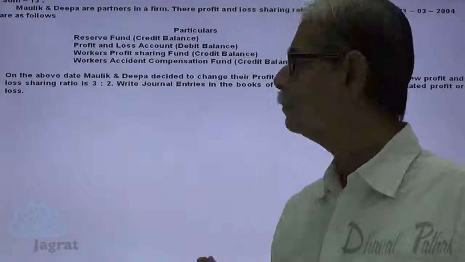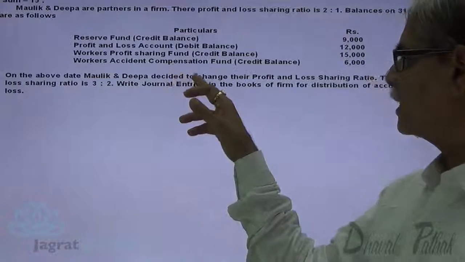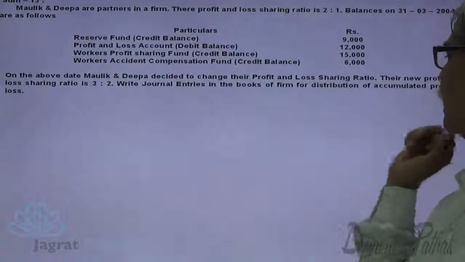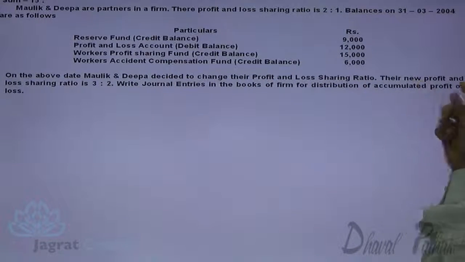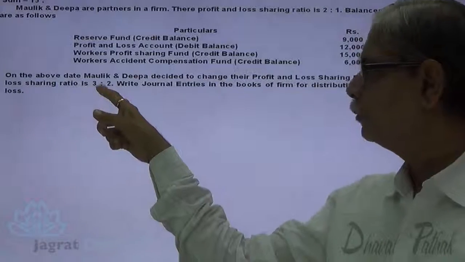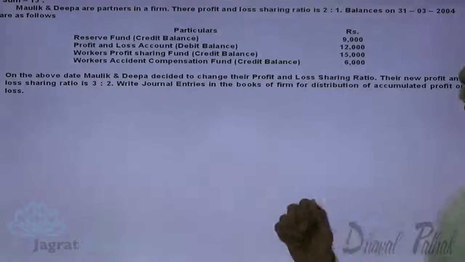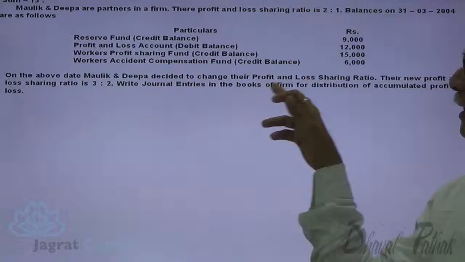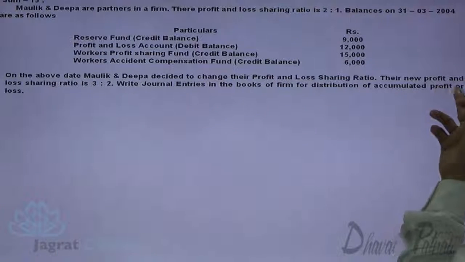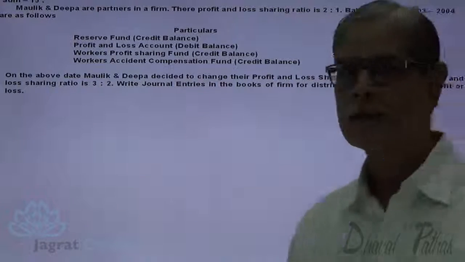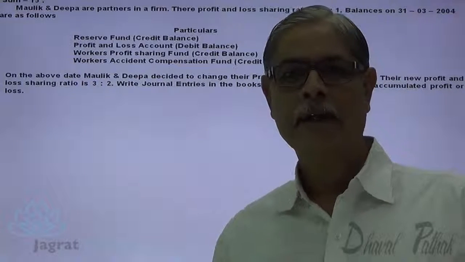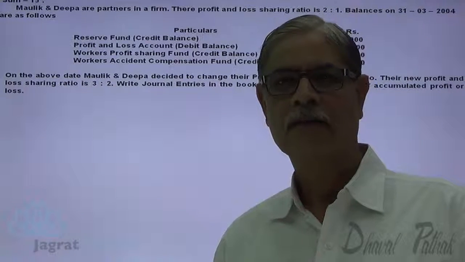On the above date, Maulik and Deepa decided to change their profit and loss sharing ratio. Their new profit and loss sharing ratio is 3:2. Write journal entries in the books of the firm for distribution of accumulated profits and loss. Now let me take one by one each item.